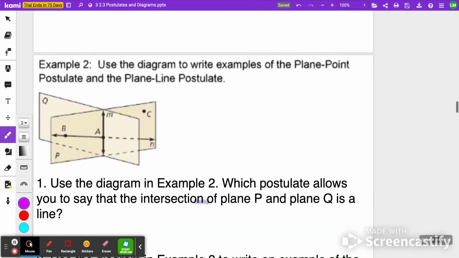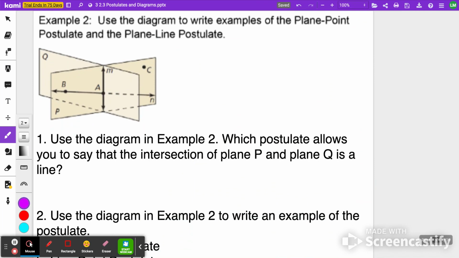Continuing on, this one you might want to try to pause the video and try it on your own. It says use the diagram to write examples of the plane point postulate and the plane line postulate. So let's take time now to pause the video here. Think about what your examples would be, and then when you're ready, click play.